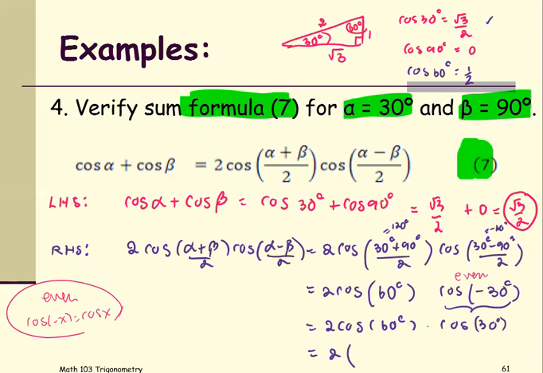Next, we're going to replace the numbers. Cosine of 60 degrees, 1 over 2, multiplied by cosine of 30 degrees, square root 3 over 2. Multiplication tells us the 2 and 2 reduce, and then the number returns as square root 3 over 2, which is the same as the value of the left-hand side expression.